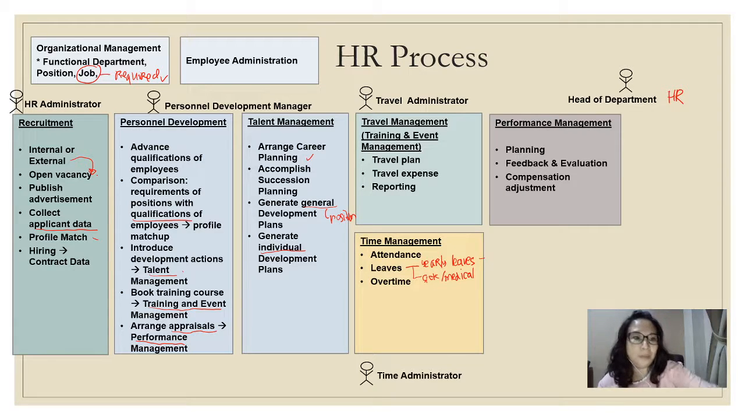So that's about performance management, starting from the planning, defining what the criteria of performance will be. Sometimes it is called KPI, key performance indicator, whereby we define whether an employee has a good performance or not. And then we do the feedback, the evaluation of each employee, and check whether the employee will have a compensation adjustment or not.